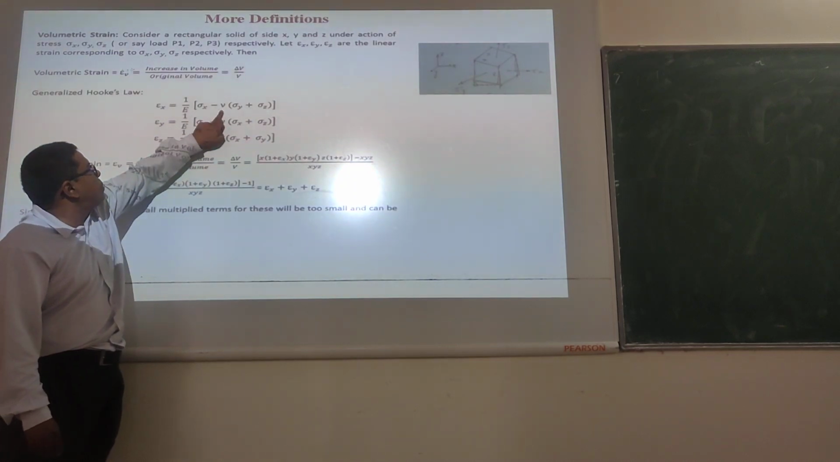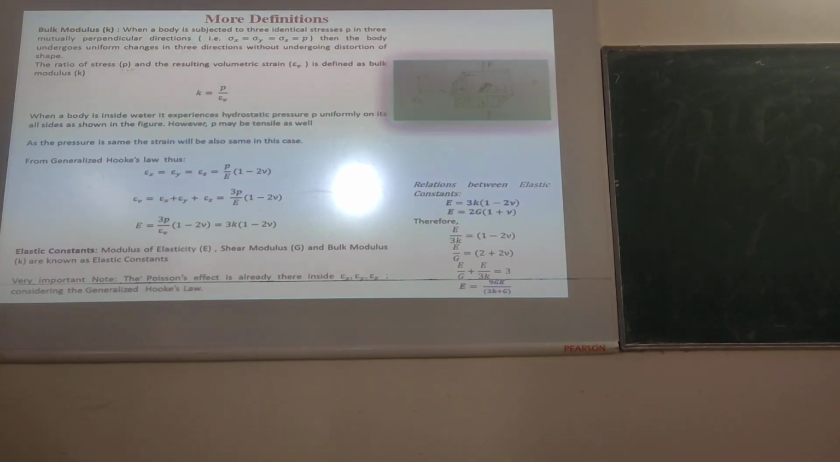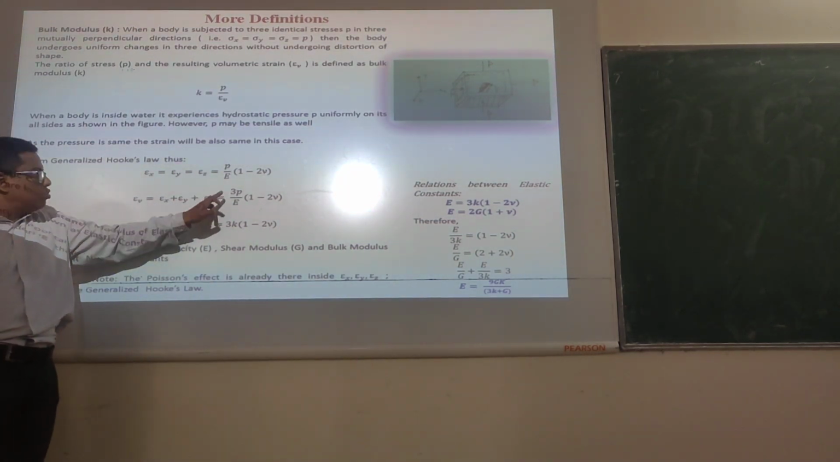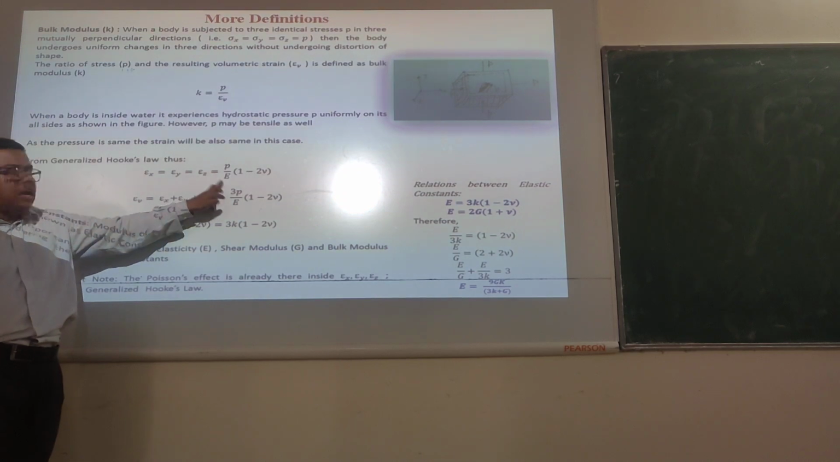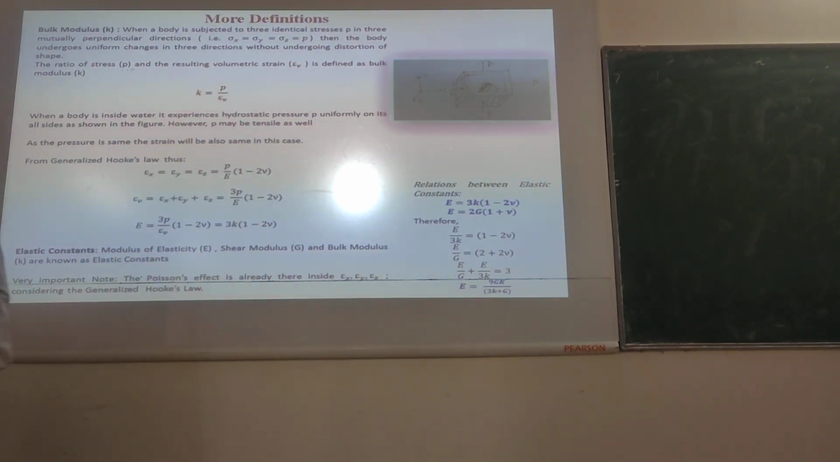Here it will be p. So that's what is being written over here, coming from the generalized Hooke's law. I am taking p out, so p by E is taken out and epsilon x will become equal to p by E into 1 minus twice mu. Is it clear? Okay? Coming from generalized Hooke's law.